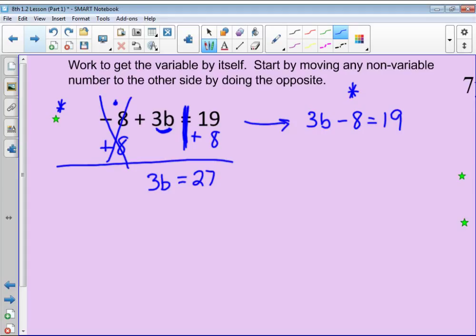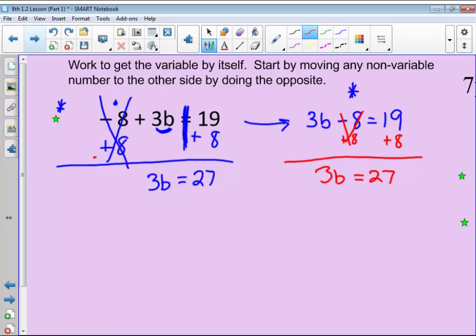Note that if I work on the problem on the right-hand side, I'm going to end up at the same end point. So here it's minus 8 plus 8, which is what we did here. Cancels out, plus 8. See how I still ended up with the same thing? 3b left here, not crossed out, equals 27. So either way, whether we prefer to shift that 3b so that it's sitting in the front or not, we still end up with the same answer, as long as we shift correctly.